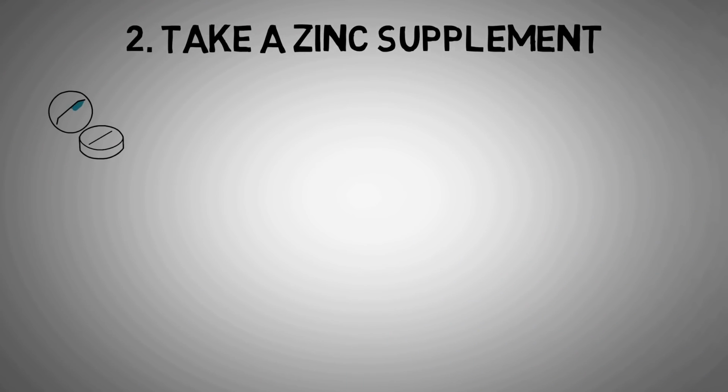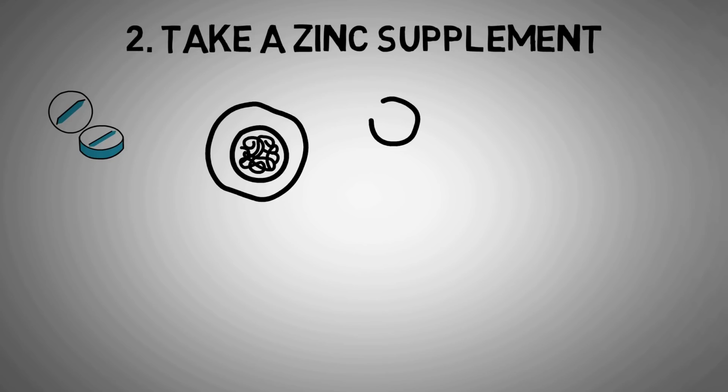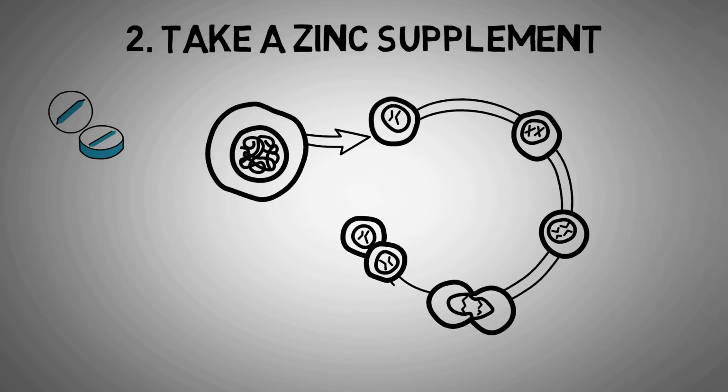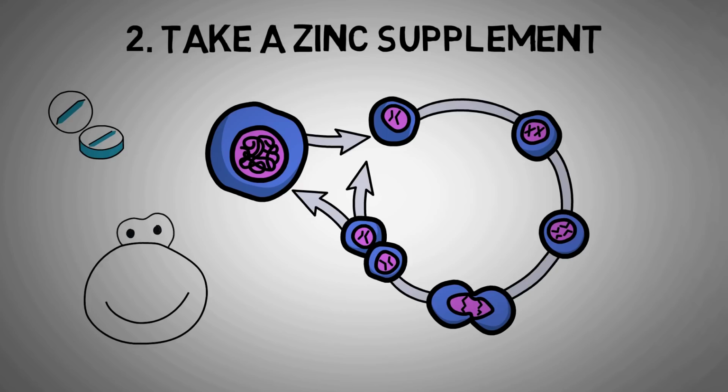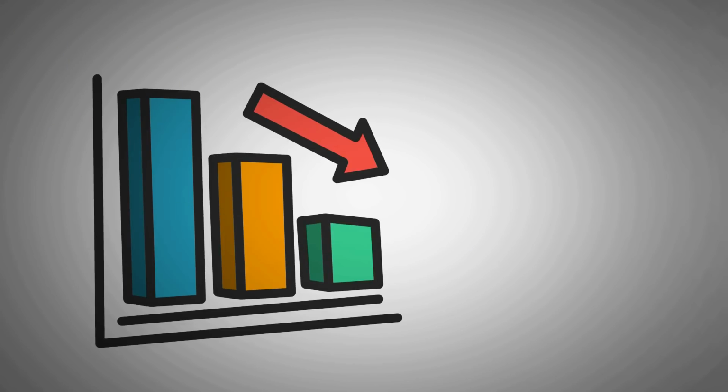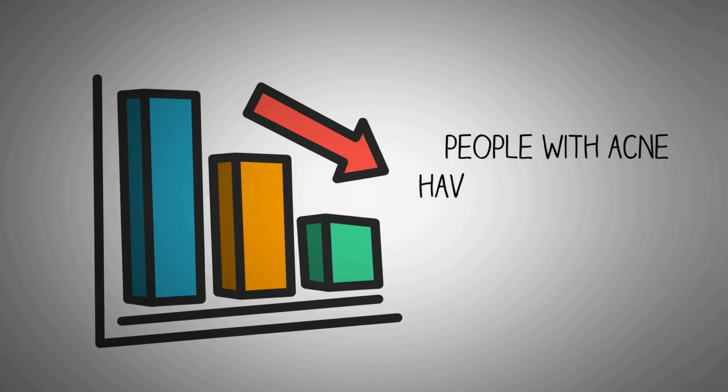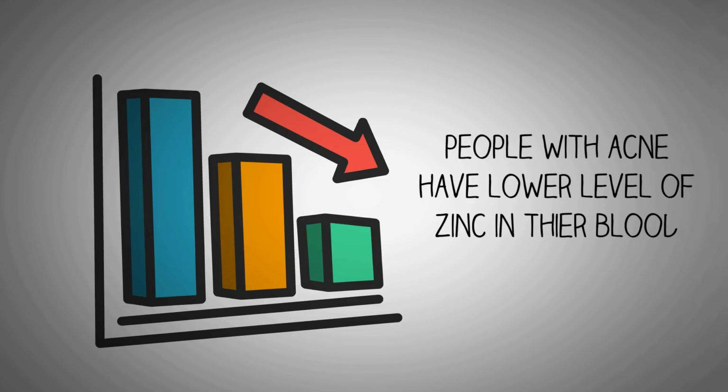Number 2 is to take a zinc supplement. Zinc is an essential nutrient that's important for cell growth, hormone production, metabolism, and immune function. It is also one of the most studied natural treatments for acne. Research shows that people with acne tend to have lower levels of zinc in their blood than those with clear skin. Several studies have shown that taking zinc orally helps to reduce acne.